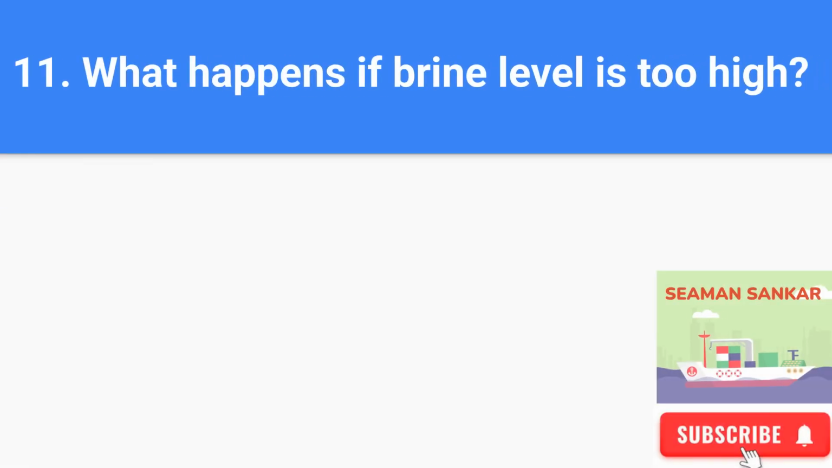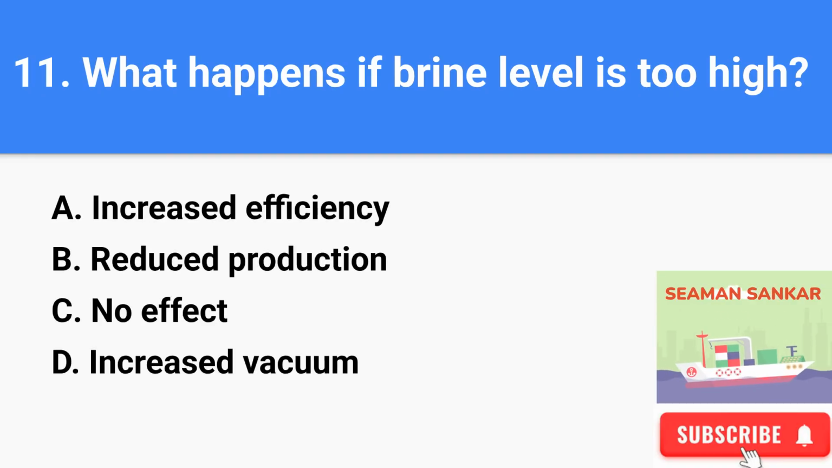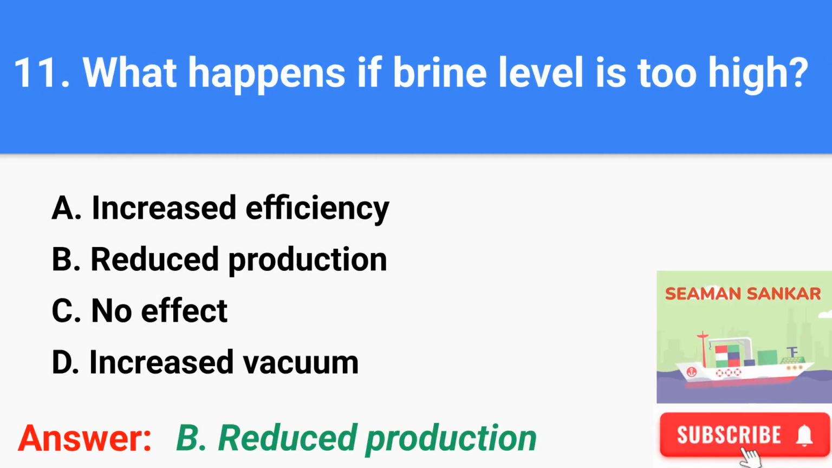Question 11. What happens if the brine level is too high? A. Increased efficiency. B. Reduced production. C. No effect. D. Increased vacuum. The correct answer is B. Reduced production. A high brine level reduces the surface area available for evaporation, leading to decreased freshwater production.